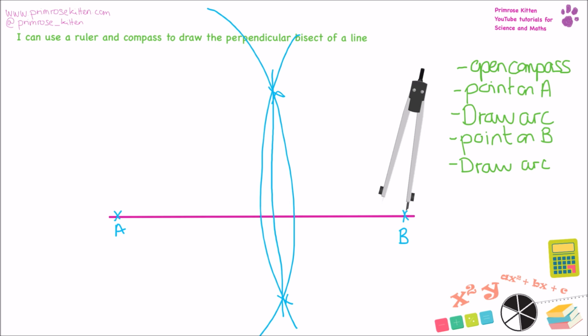with a pencil and a ruler, a sharp pencil, a ruler and a compass. Obviously I know I'm not doing that, but you need to do that in your exam. And then this line here is going to be your perpendicular bisector.